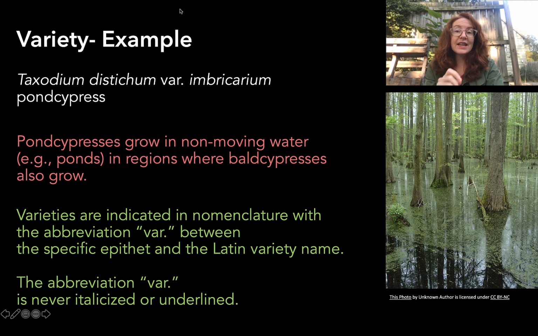Varieties are indicated in the nomenclature with the abbreviation var. with a period in between the specific epithet and the Latin variety name, here between distichum and imbricarium, and the var. is never capitalized and it's never italicized or underlined.